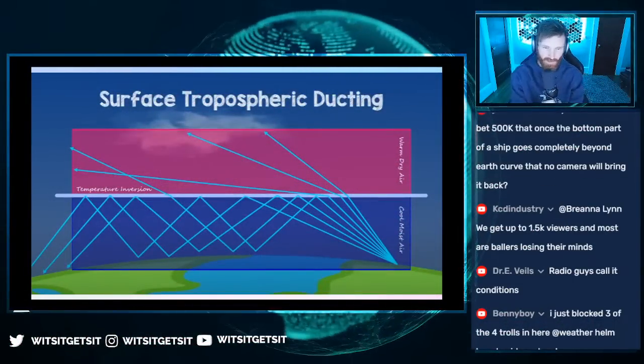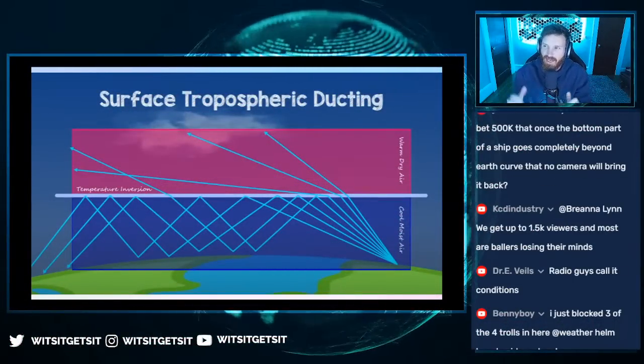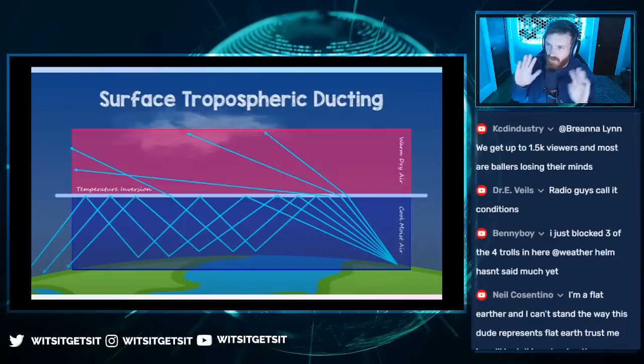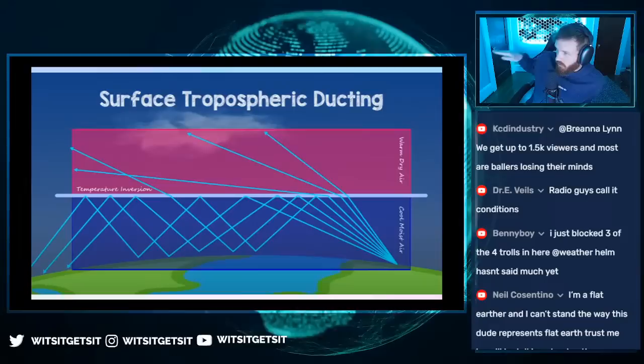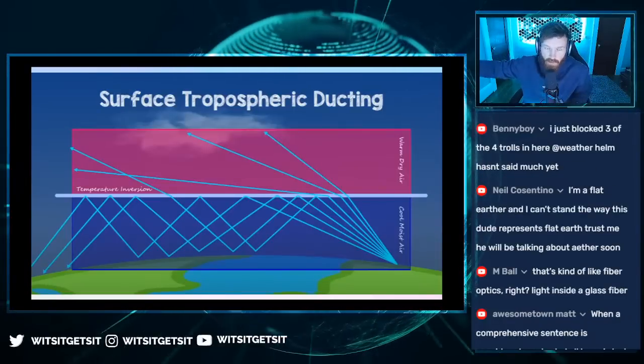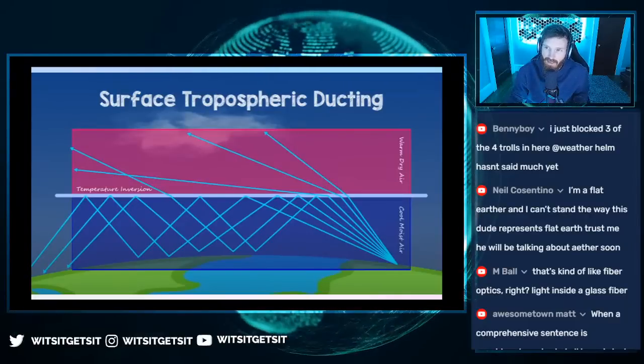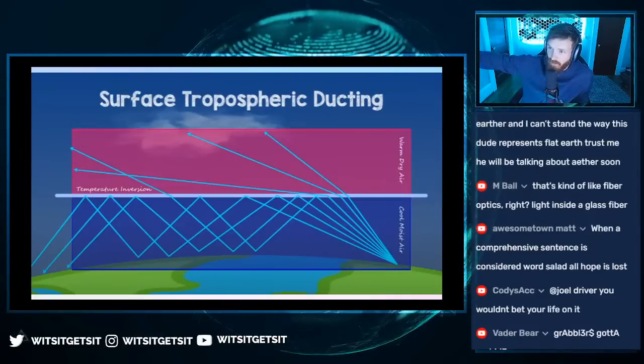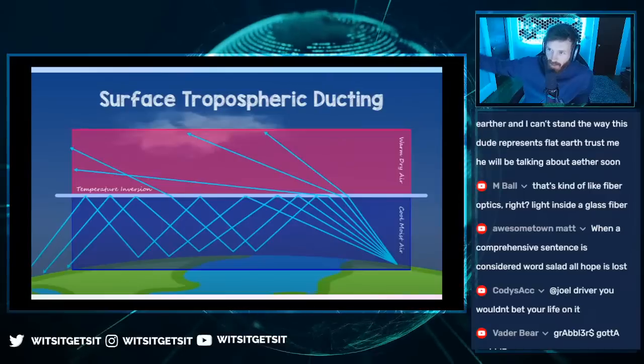Radio guys call it conditions. Yeah. So if the Earth is a plane and you send out a radio transmission or a microwave transmission, you're just sending it out parallel to the Earth. You're sending out line of sight parallel to the Earth, right? And so it's just going to go straight there. So if you're all along the path, you're going to receive it.